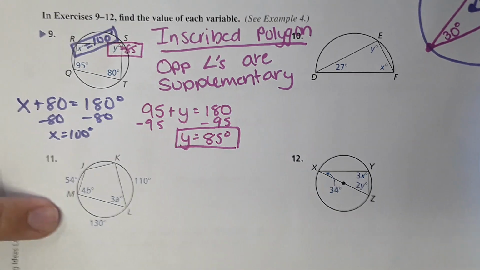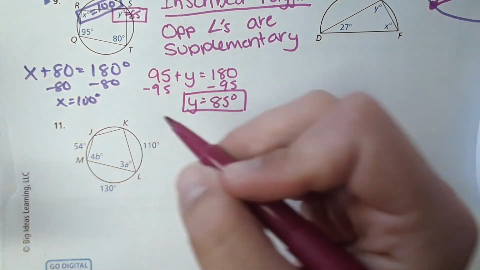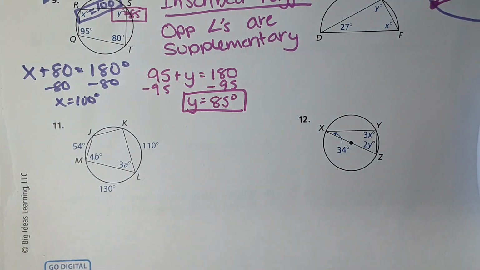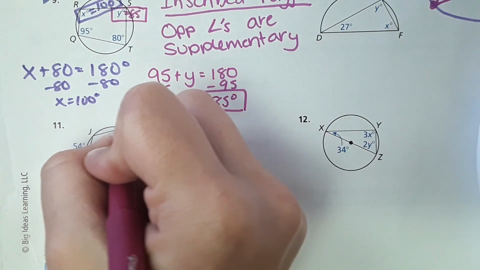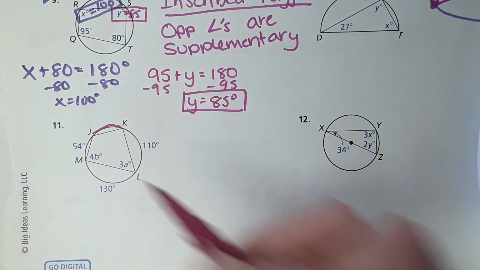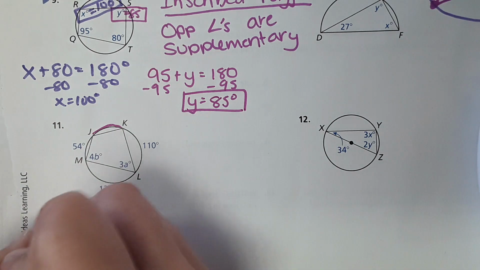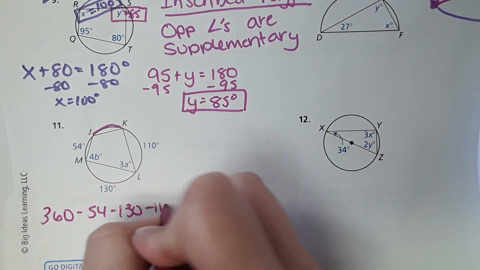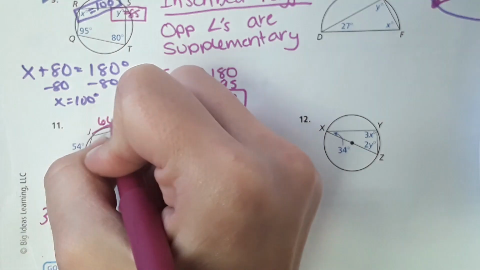So while we're on quadrilaterals, I'm just going to move down to number 11 because it's another quadrilateral. Again, opposite angles are supplementary. This one is a little bit different. There's a lot going on here. What I'm going to do is find this missing arc right here and then use the intercepted angles to find the variables. So around the circle, it should add to 360. So if I do 360 minus 54 minus 130 minus 110, I will get that angle measure, which is 66.